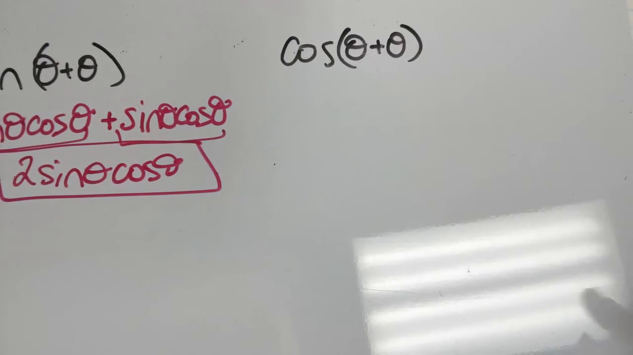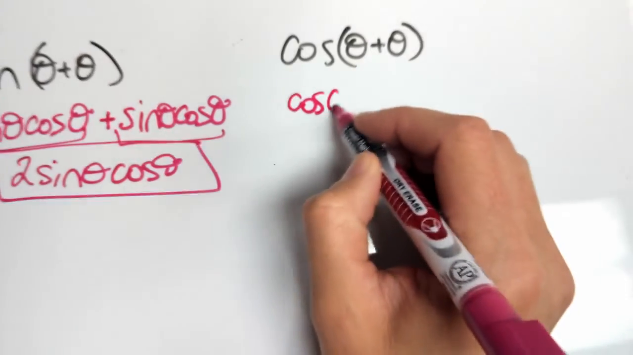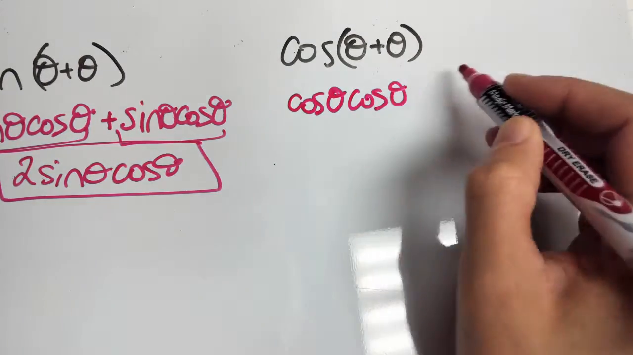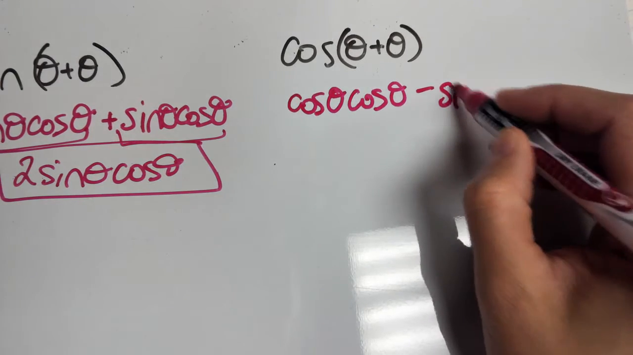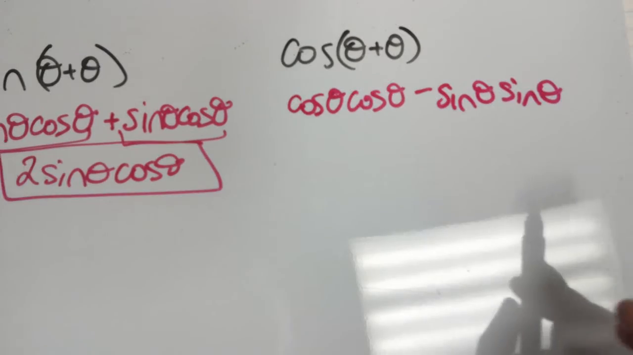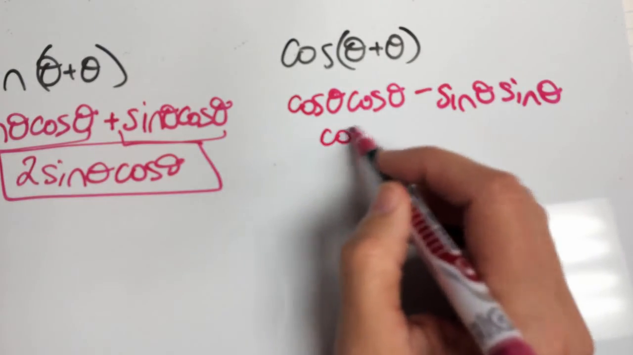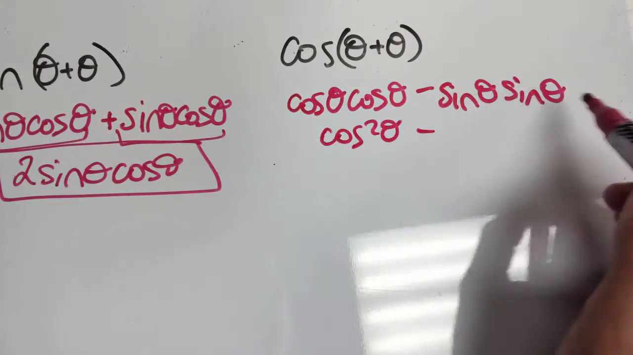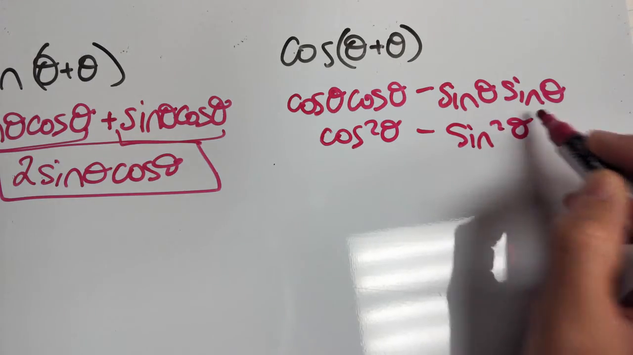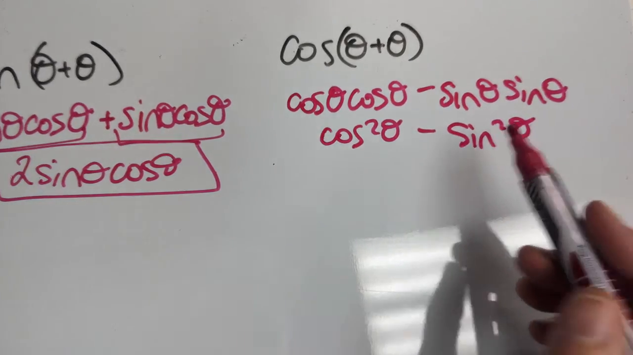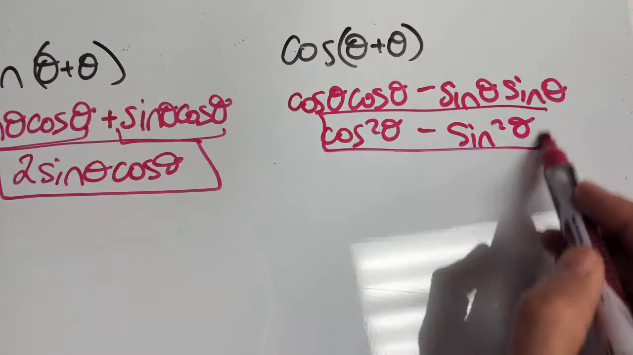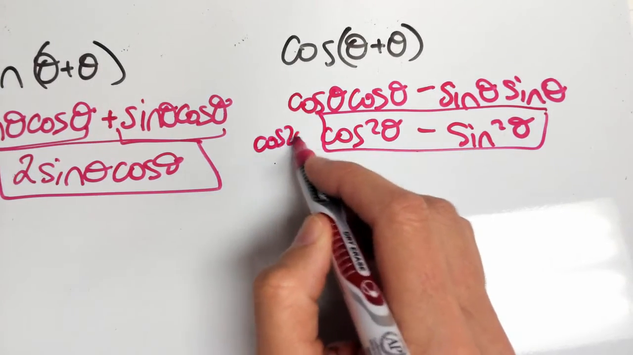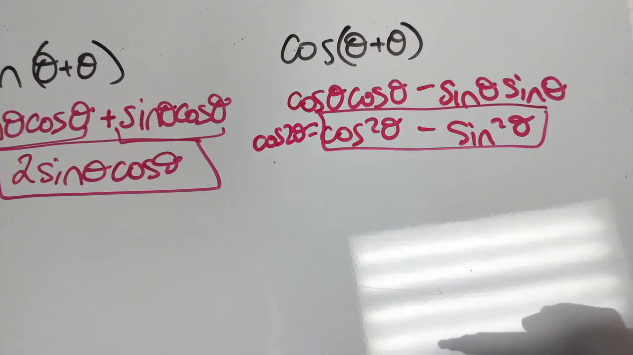We'll do the same process with cosine. This time we're going to use the sum formula for cosine. So we're going to take cosine of my first times cosine of my second, flip the sign, and then sine of my first times sine of my second. Now if we simplify this, cosine times cosine gives me cosine squared, and sine times sine gives me sine squared. So I have cosine squared minus sine squared equal to cosine of 2 theta. There's a double angle for cosine.